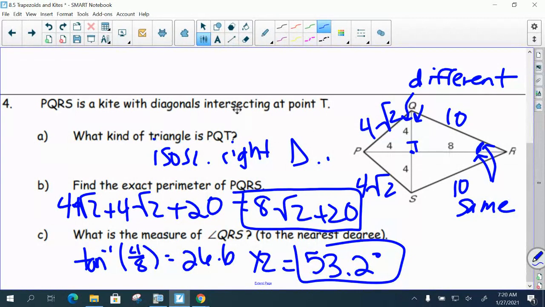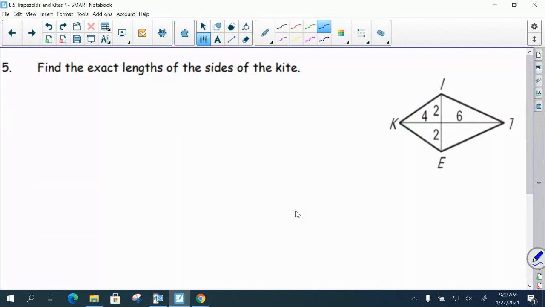All right. And then the next question I will put in the edit. It's just finding the lengths of the sides of the kite. So you're just using the Pythagorean theorem for this one. And then it's also going to ask you to find ITE. So you would do just the same process, do the tan inverse of 2 over 6 and multiply by 2.